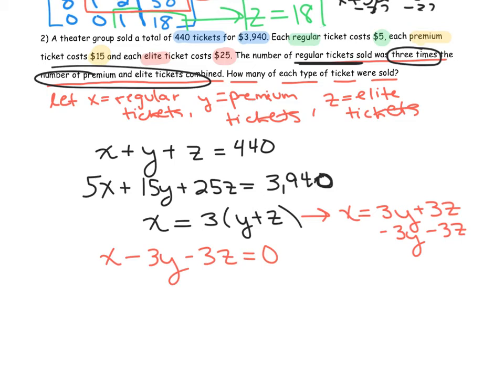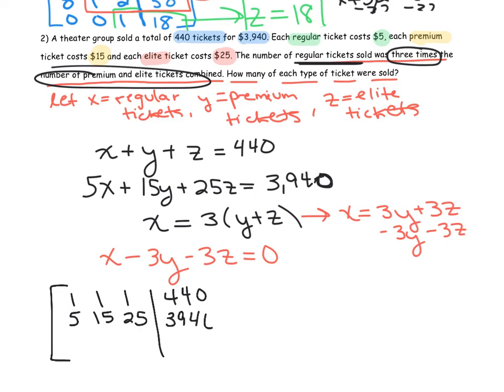All right, so let's come up with our augmented matrix. Our augmented matrix is going to look like 1, 1, 1, 440, 5, 15, 25, 3,940, and then 1, -3, -3, 0. All right, so there's our augmented matrix. Remember the goal. Keep that goal in mind to get this in row echelon form. So let's clean this up a bit so we can start with our steps.